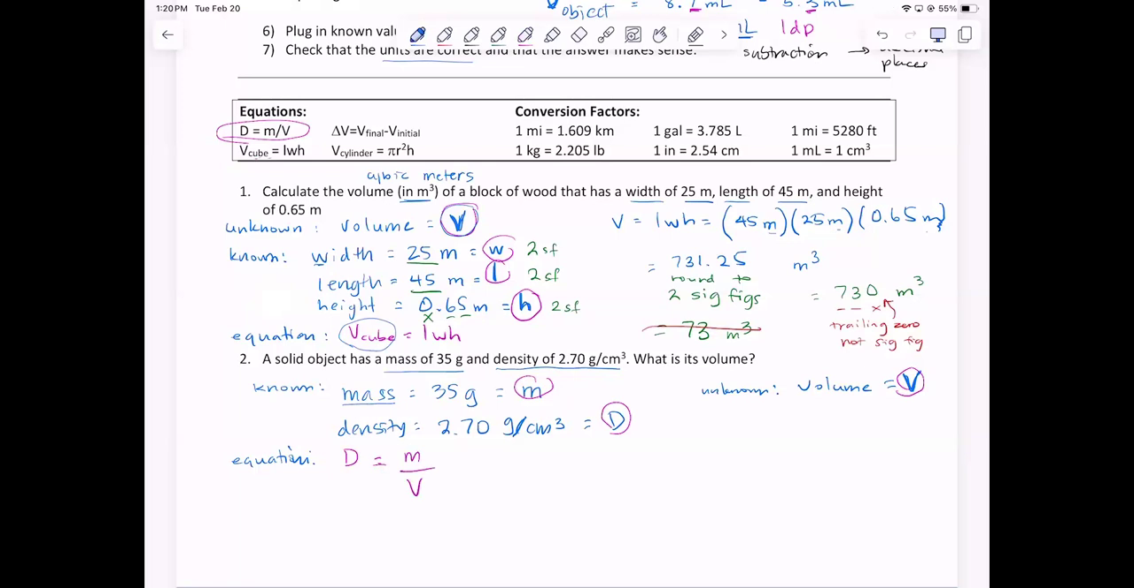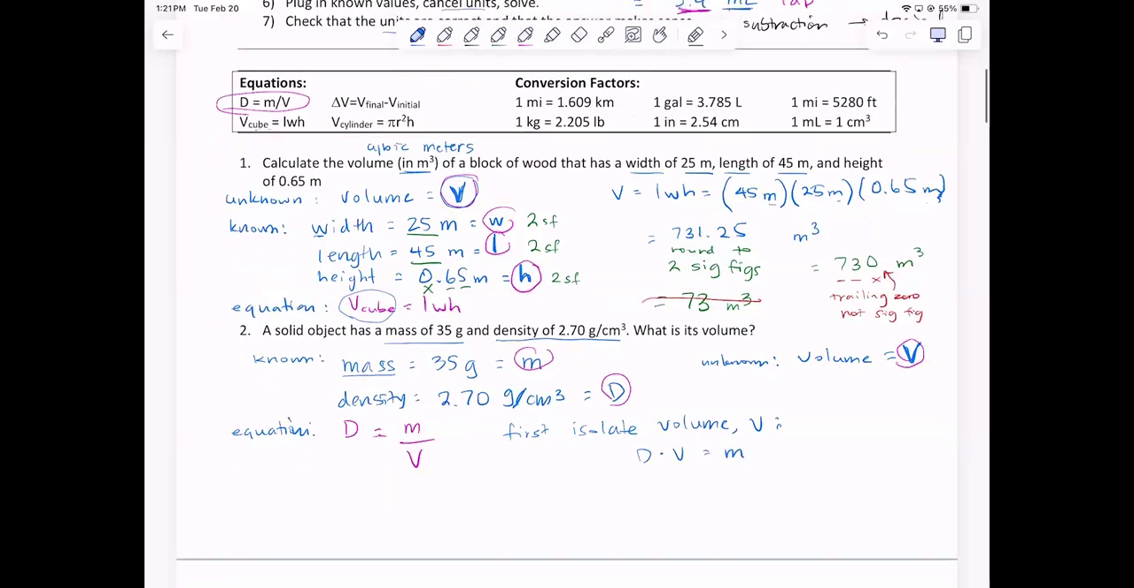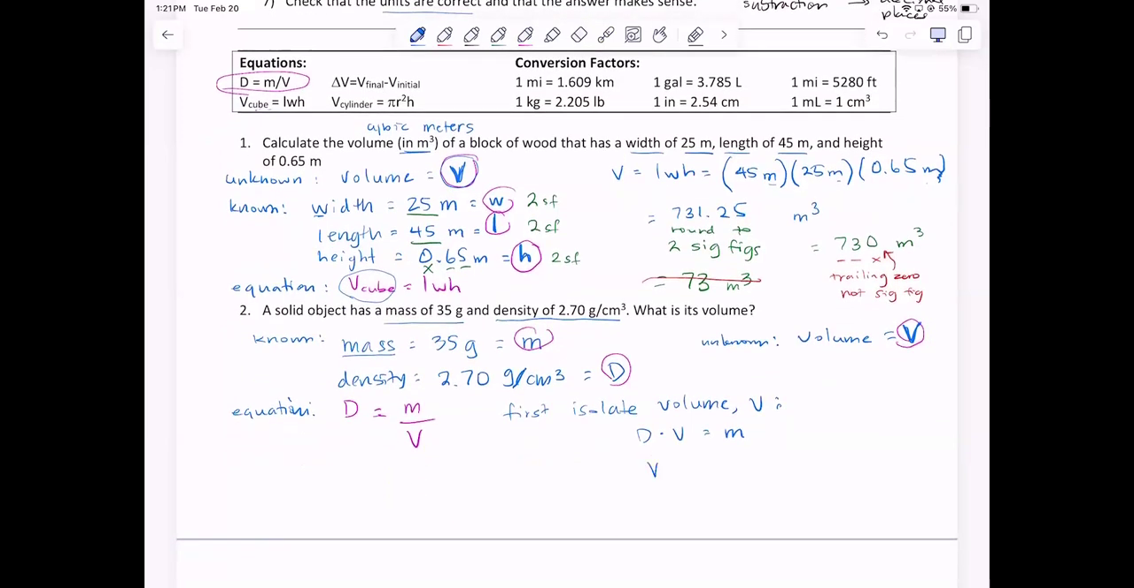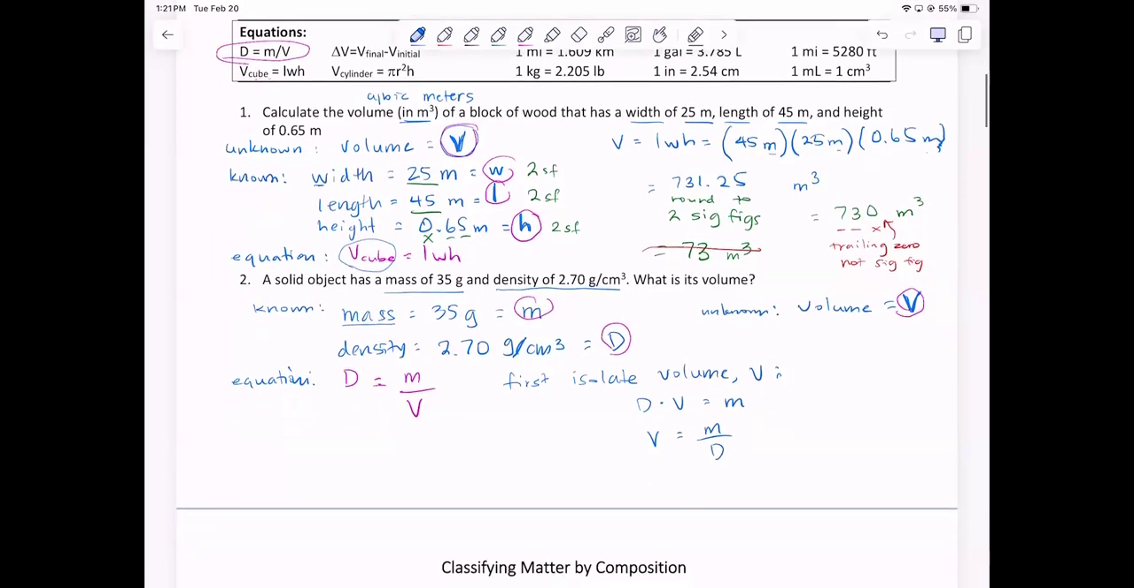Now, what we're trying to solve for this time is the volume. And volume is down here, in the denominator, and it's not isolated. So the first thing I want to do is isolate the unknown, the thing I'm trying to solve for, which is volume. So I'm going to multiply this volume times the density. Density times volume equals the mass. And then divide so that volume is by itself on one side of the equal sign.